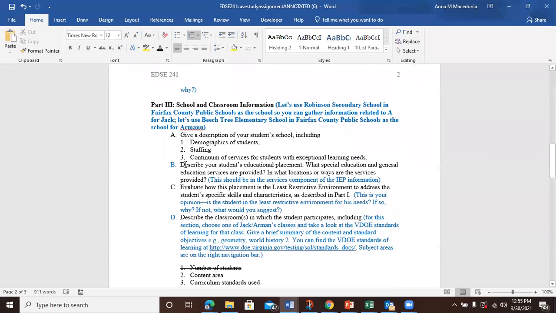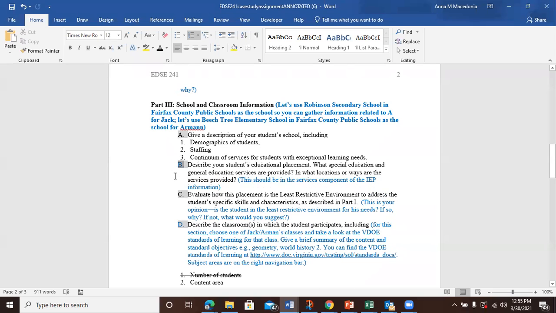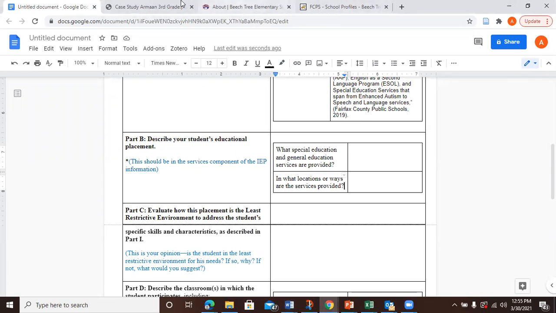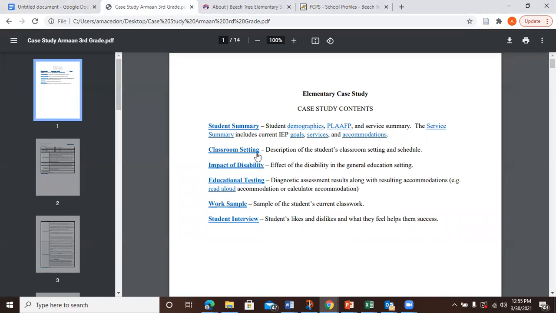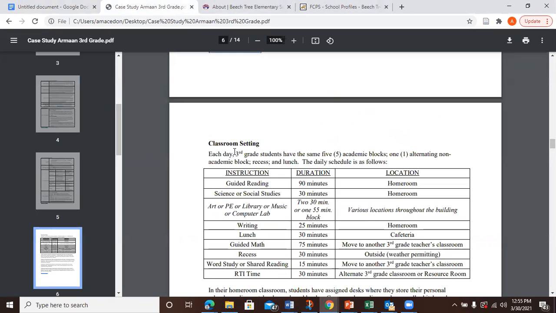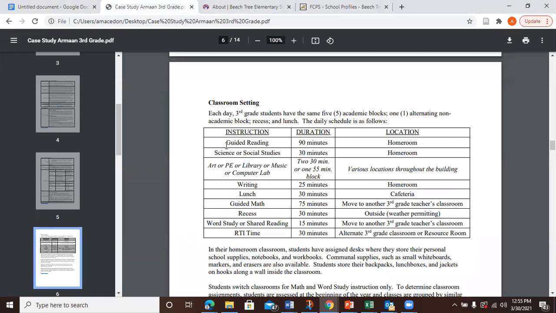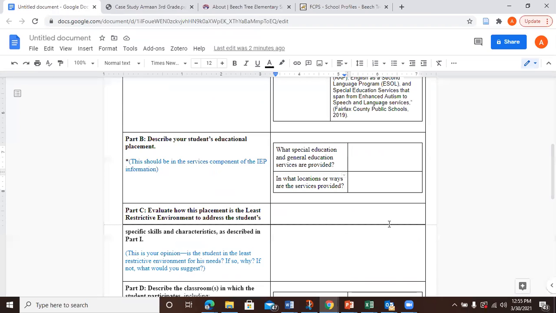So we are here, in section B, describe your student's educational placement. When we're looking at our student, for example, I'm going to be looking at Armand's case study. In terms of classroom setting, this student has the same 5 academic blocks, 1 alternating non-academic block, recess, and lunch. So I might include that information in terms of what services are provided.